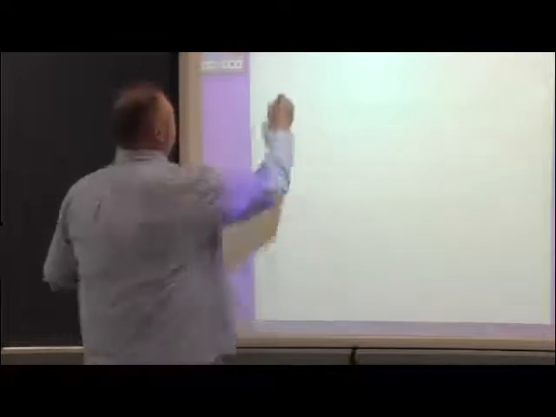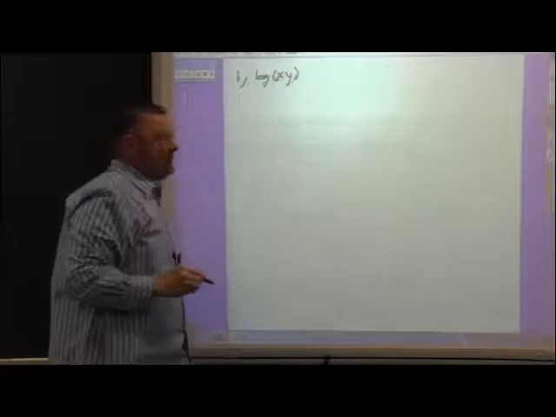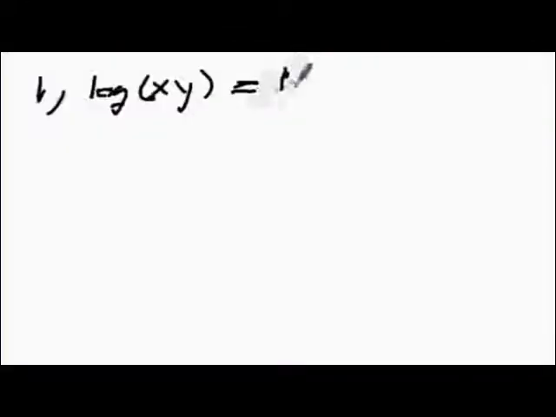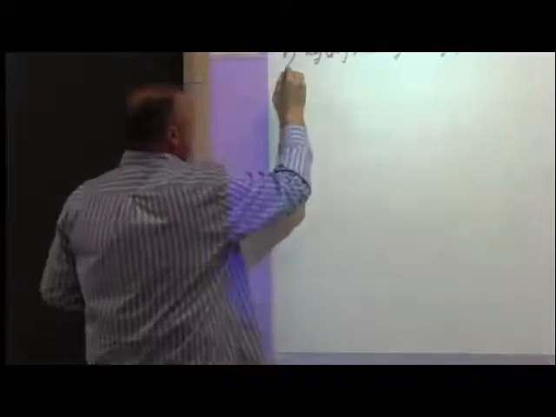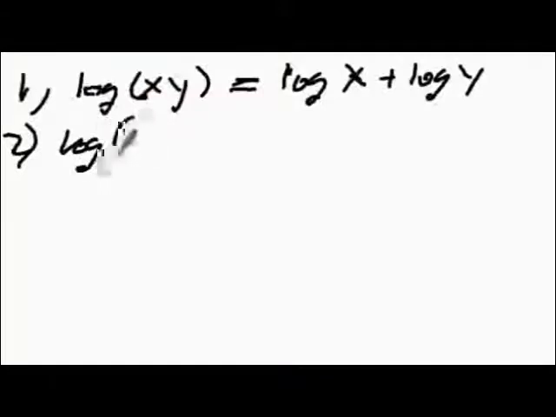The first one is log of x times y. When you have log of a product, you can write it as a sum, and it's going to be written as log x plus log y. The second one is log of a quotient. Log of x divided by y. And you guessed it, it's going to be log x minus log y.